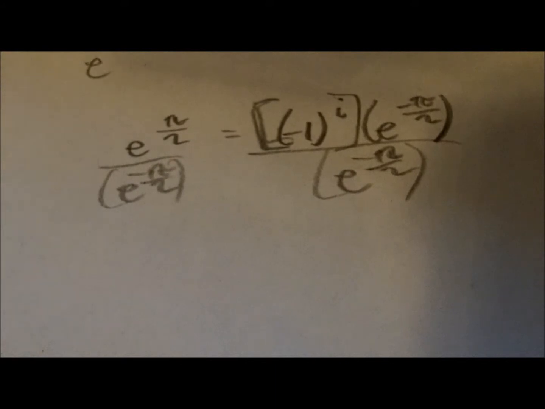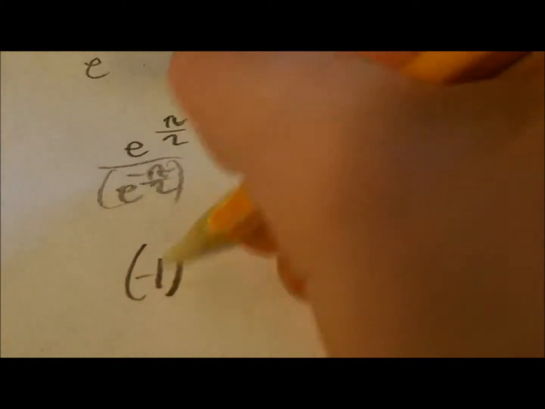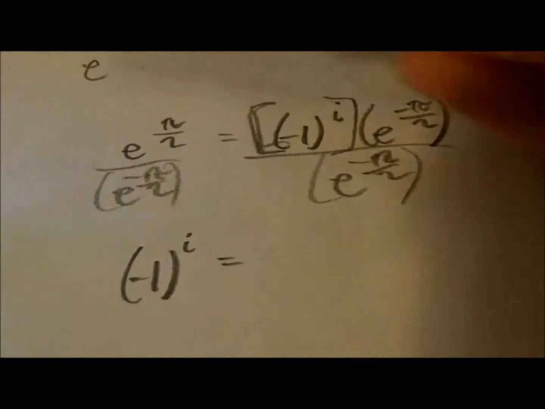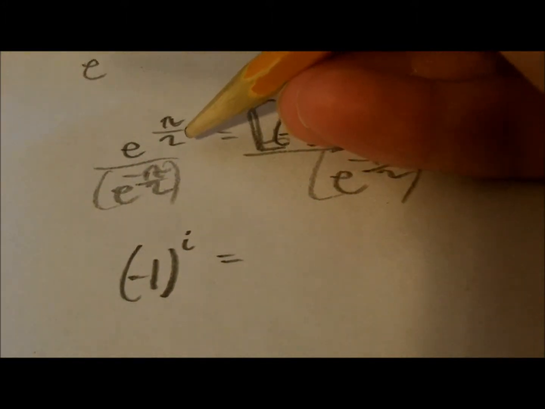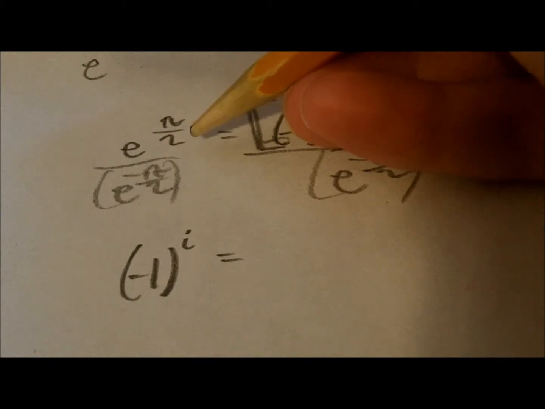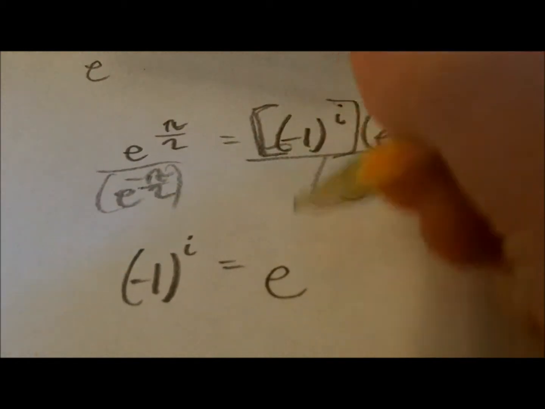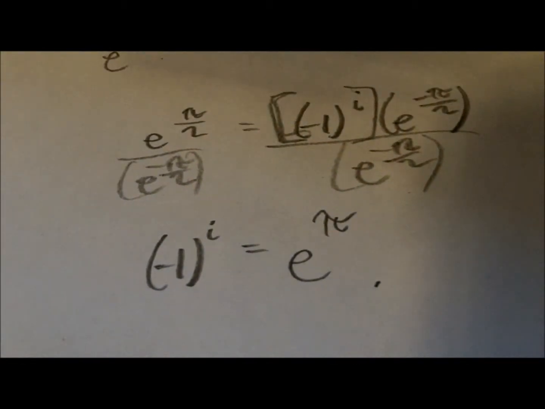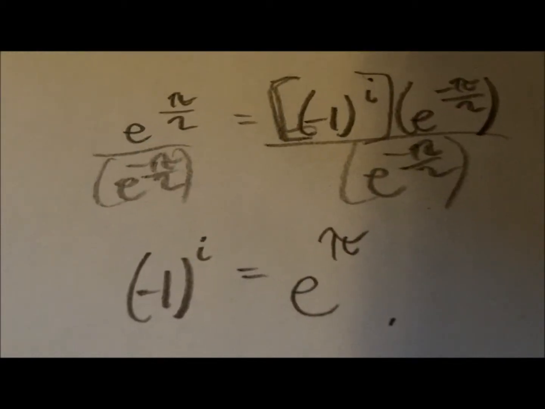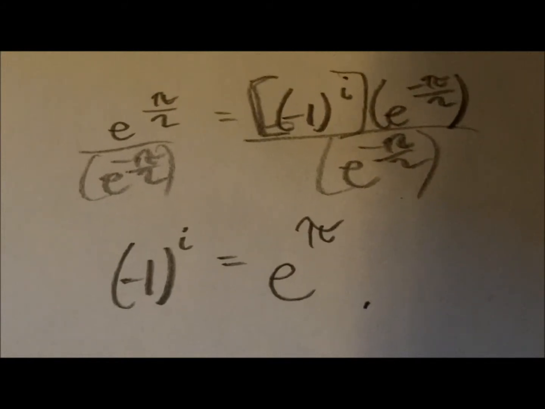And so therefore, in our final step, we show that the quantity -1 to the i equals, and then these have the same base, so using the law of exponents, we can say this is simply equal to e to the quantity pi/2 minus -pi/2, or pi/2 plus pi/2, therefore it is e to the pi. Now, I find this to be astounding. It's really quite marvelous.